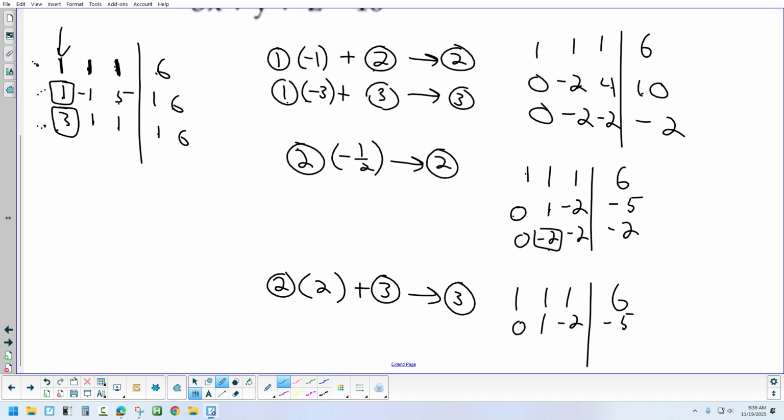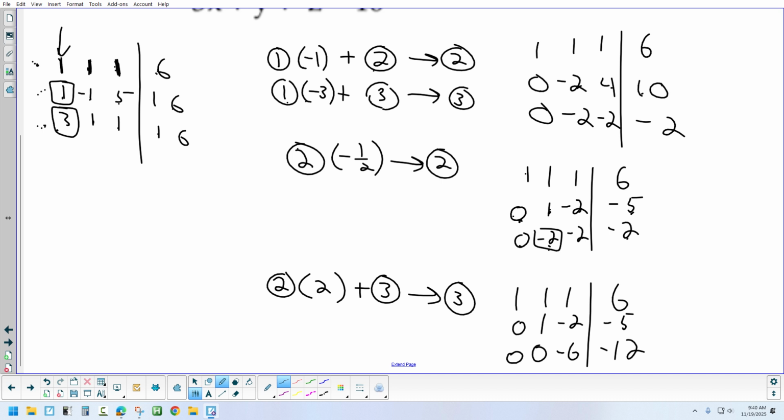Okay, so double everything in row 2 and add it to row 3. Okay. What do you get if you double 0? 0, and then add it to 0. How about if you double 1? 2, and add it to -2? 0. What if you double -2? -4 plus -2? -6, and double -5, and plus -2? -12. Okay, so now we're done with the matrix.